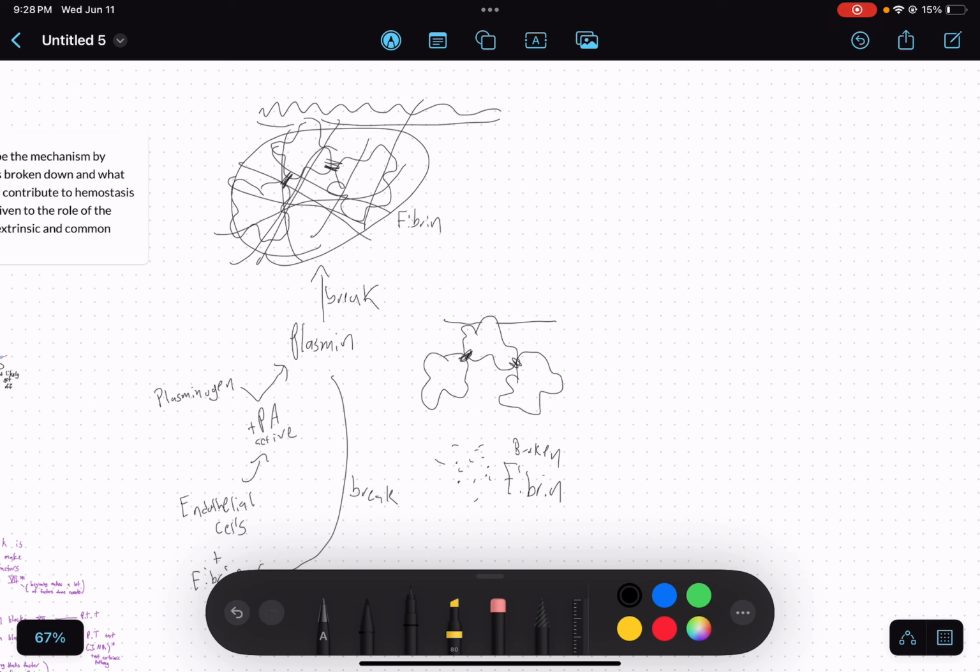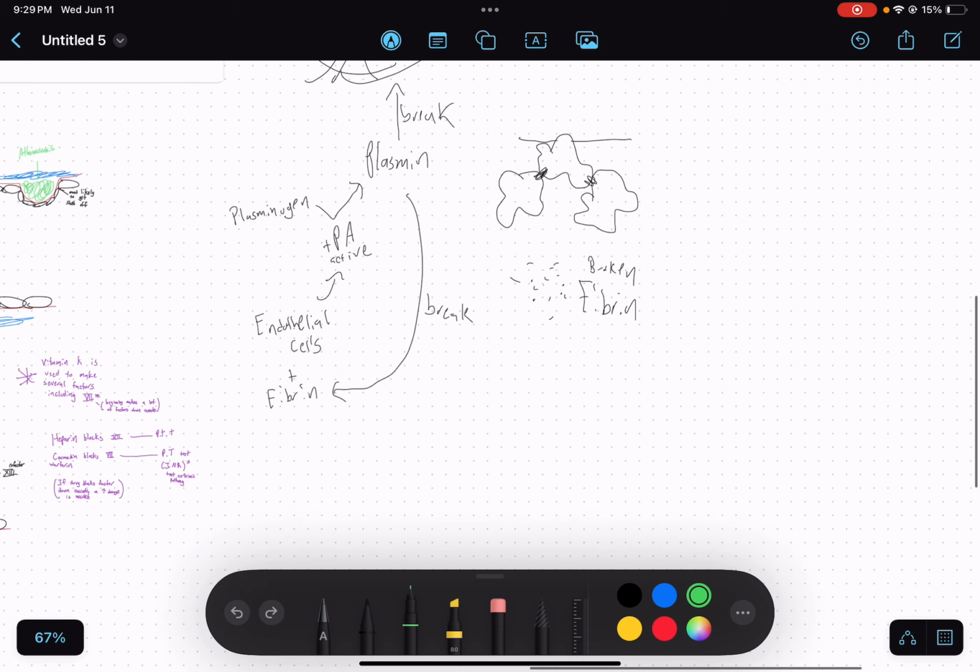So that little net is going to dissipate. So you're just going to have broken apart fibrin and your platelet plug. Your platelet plug will be broken apart by something else, but that is not going to be covered in this video.